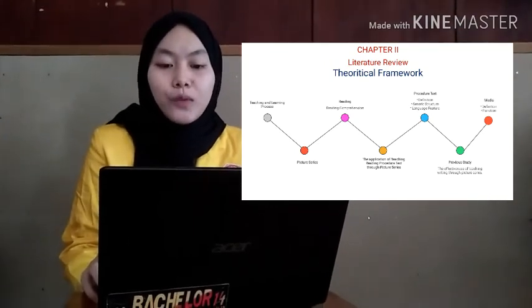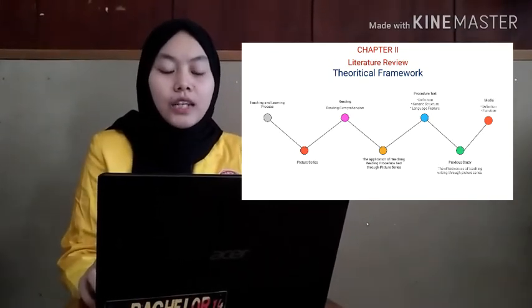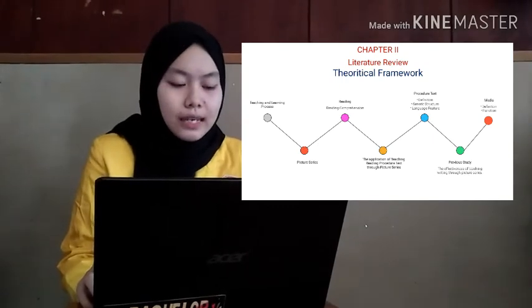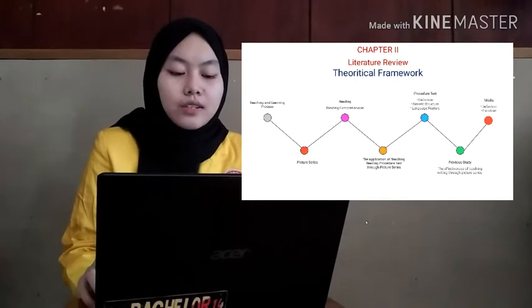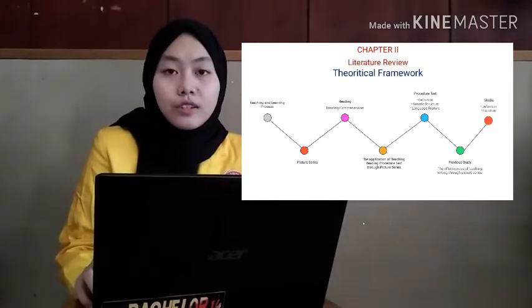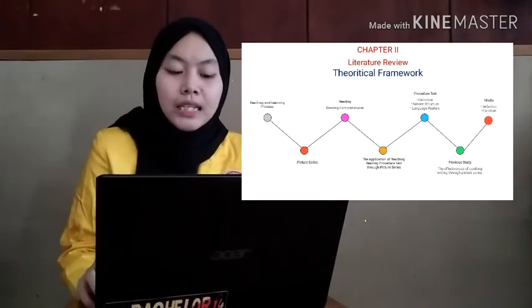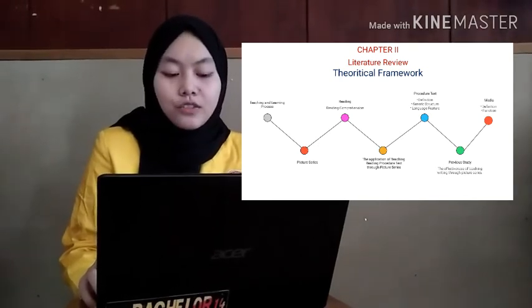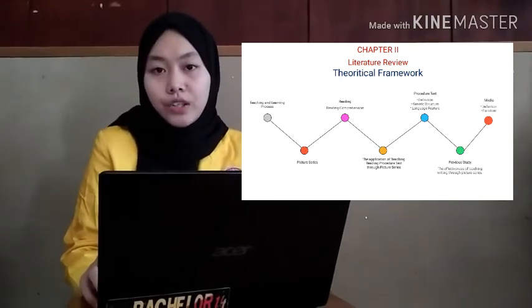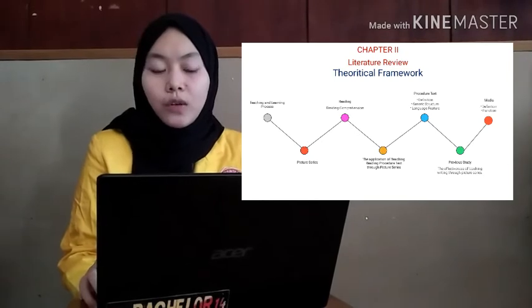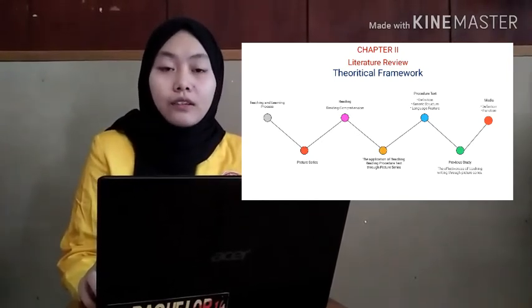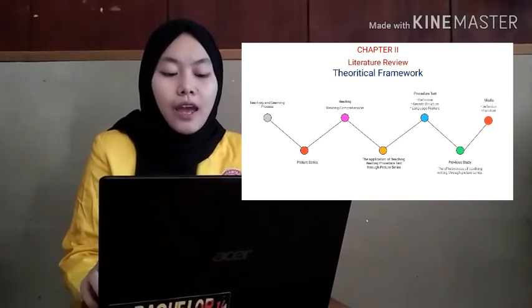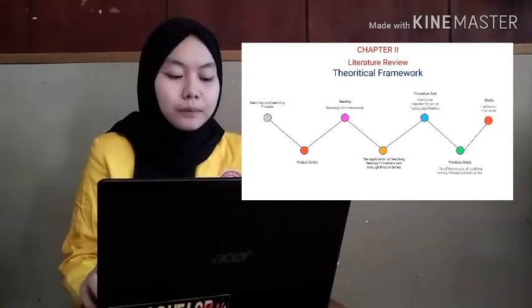Then next is procedure text. The definition of procedure text is, according to Anderson and Anderson, that procedure text contains recipes, itineraries, instructions, manuals, and directions. That is the definition of procedure text. And for the structure, there are the title, ingredients or materials, and instructions or steps.